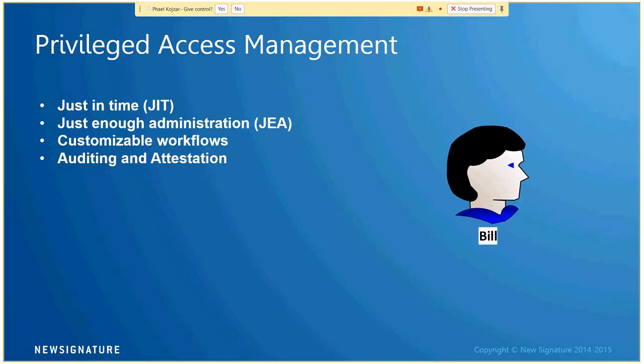With MIM, before a user can perform an administrative task, they have to request access. If approved, they are granted the access just in time, meaning the access is turned on at or about the time requested. This access is only granted for a specific window of time to perform the required task. The access levels are predefined so that the user has just enough administrative rights to perform the required functions.